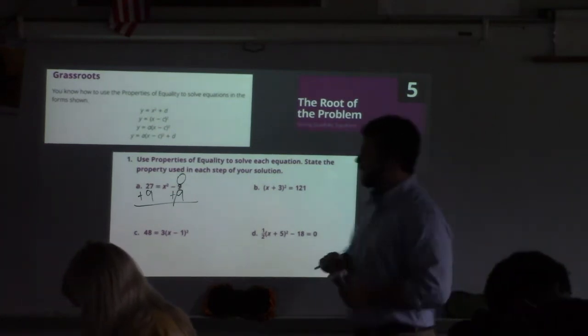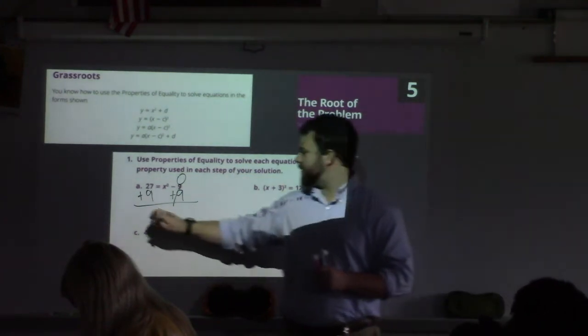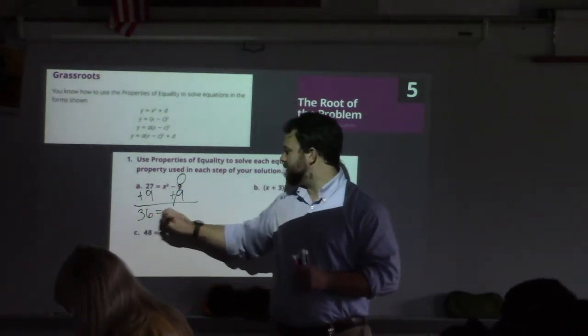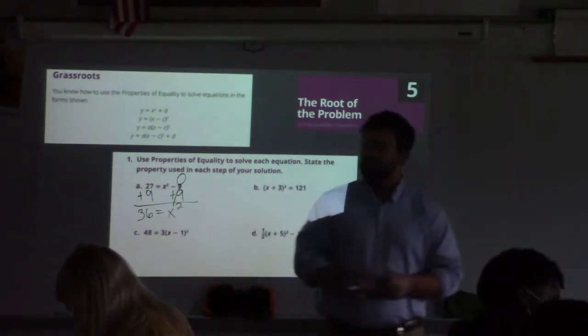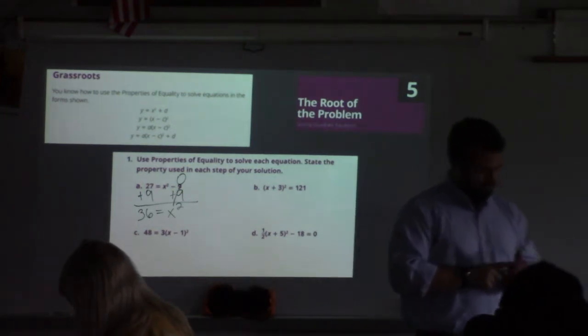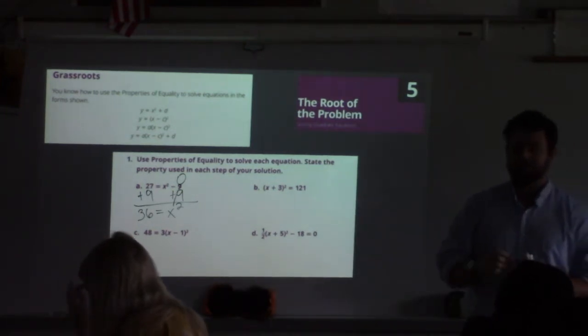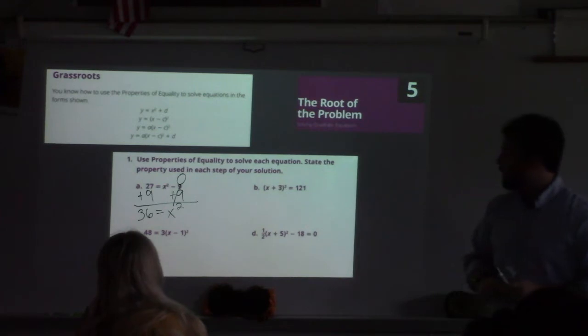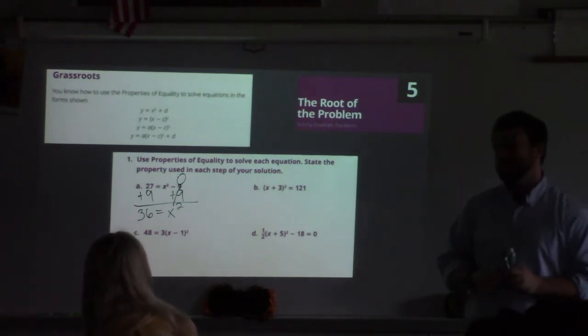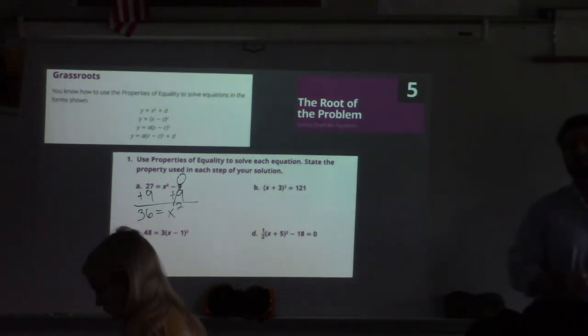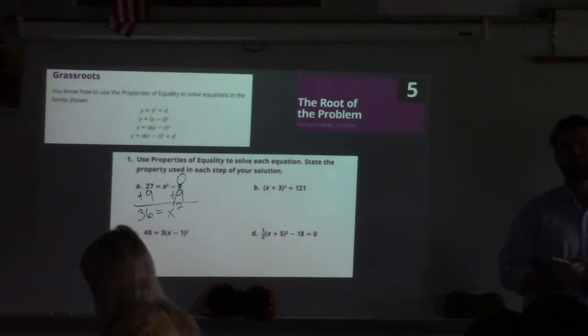So adding 9 there creates that 0. So what's on the left hand side? 36. 36 is equal to x squared. Now what do I need to do? Divide by what? X squared. Can you divide by x squared? No, that's the answer.